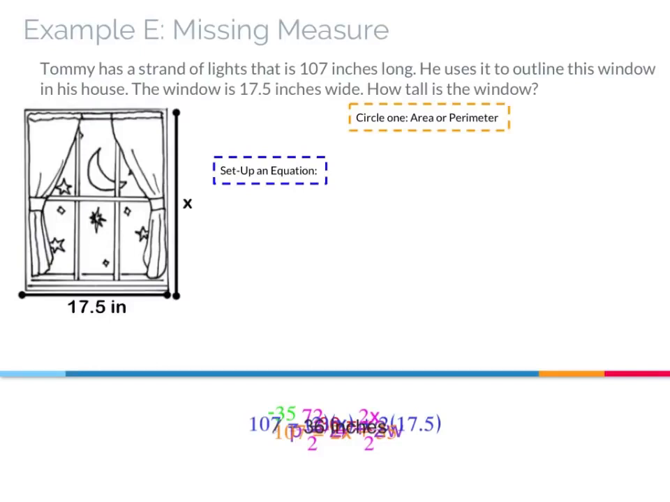These next few examples are different than our previous examples because we need to find the missing measure. So it says that Tommy has a strand of lights that is 107 inches long. He uses it to outline this window in his house. The window is 17.5 inches wide. How tall is the window?